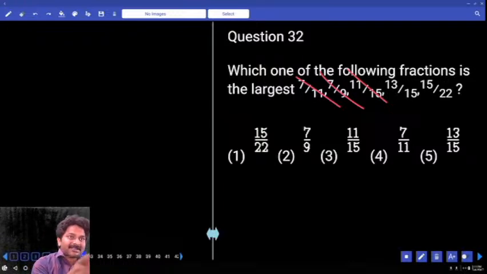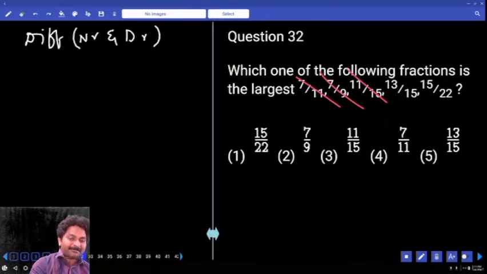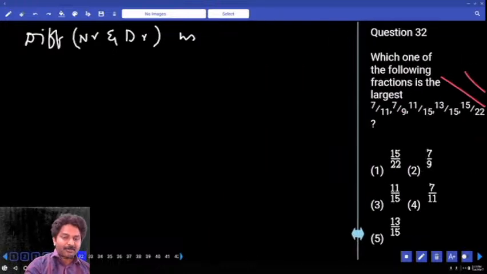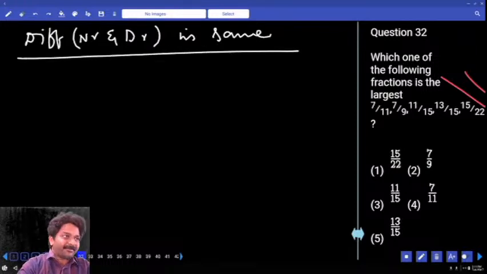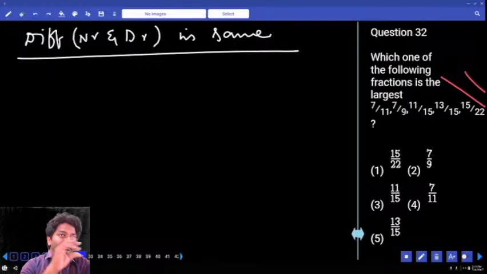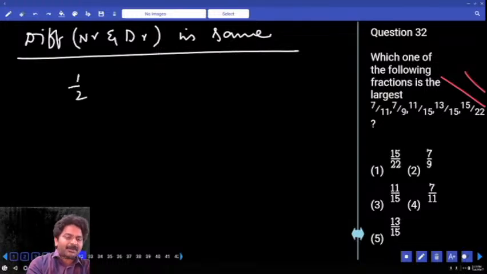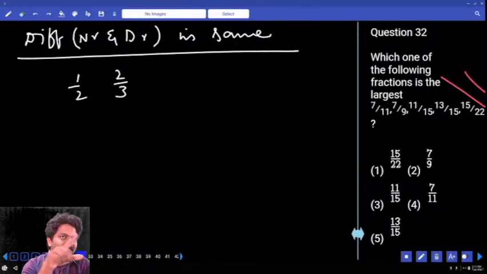I've discussed one more point. If the difference between numerator and denominator is the same and the fractions are proper, small numbers are smaller fractions, big numbers are bigger fractions. You can take your own example, like 1 by 2 and 2 by 3. The difference between numerator and denominator is 1. 1 by 2 is 50 percent, 2 by 3 is 66 percent. So 1 by 2 is less than 2 by 3.